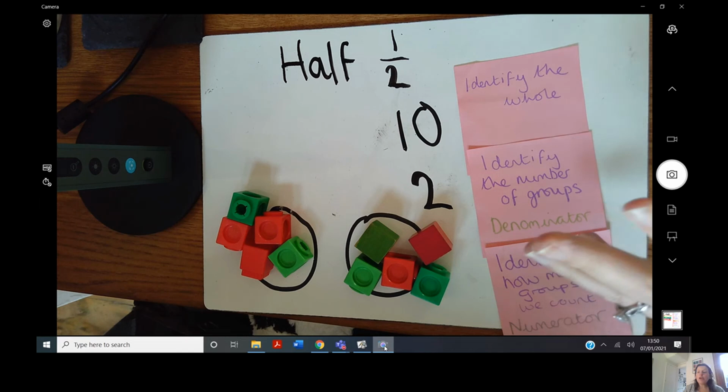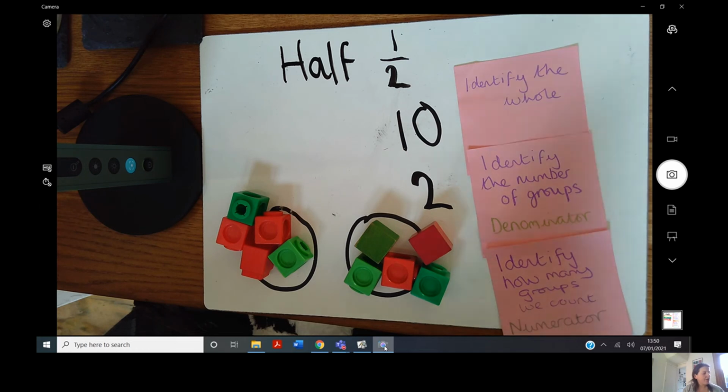In this case, we only want to know 1/2, but remembering these steps is going to help us later when we do non-unit fractions, which are fractions where the numerator is larger than 1. So 1/2 of 10 is equal to one of these groups. Let's count the group. 1, 2, 3, 4, 5. So 1/2 of 10 is 5.